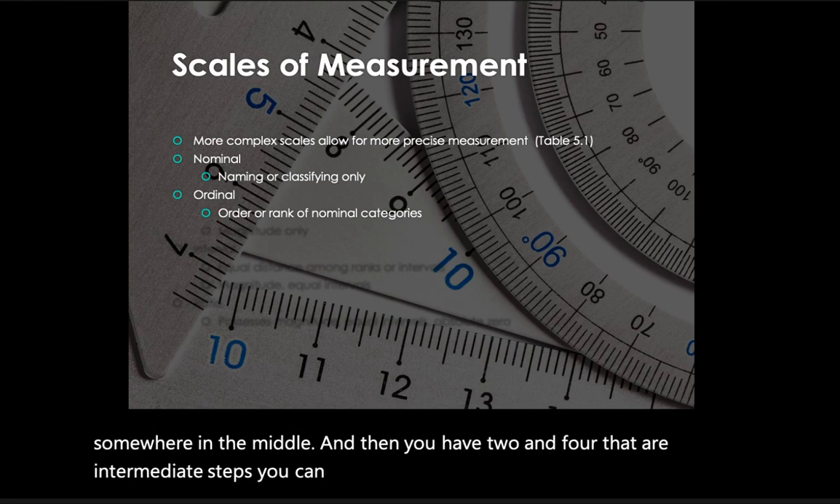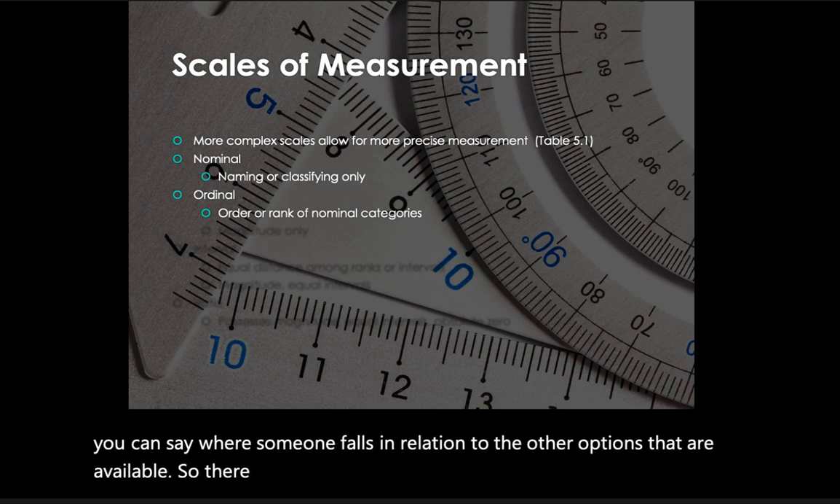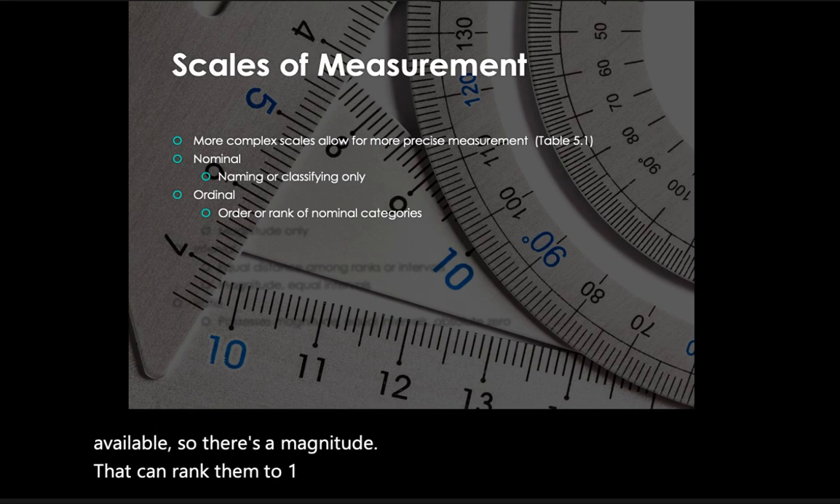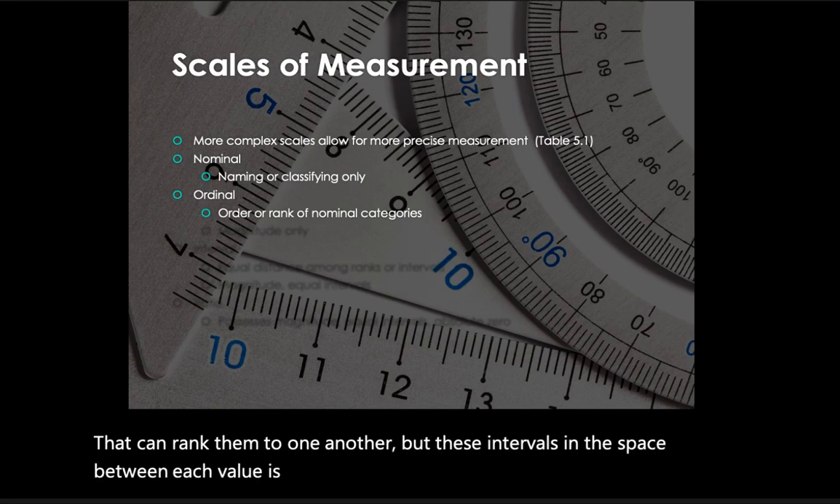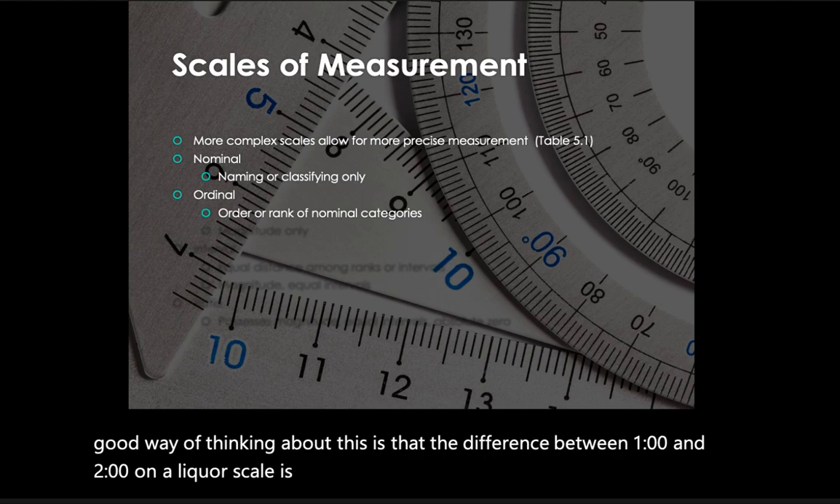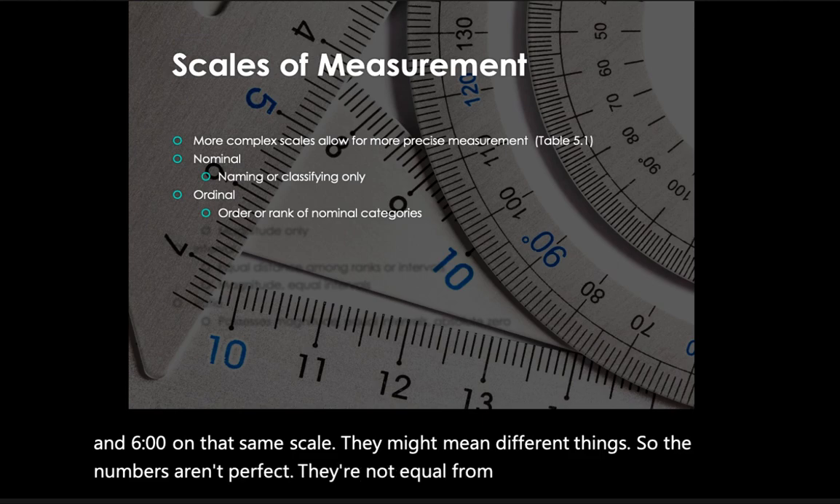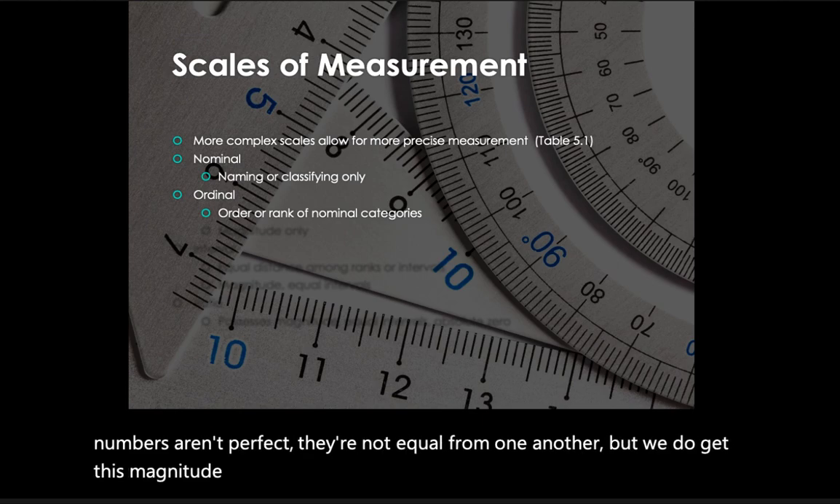You can say that this is an ordinal type scale because you can say where someone falls in relation to the other options that are available. So there's a magnitude that can rank them to one another. But the intervals, the space between each value, is not equal. So we don't have an equal interval. A good way of thinking about this is that the difference between 1 and 2 on a Likert scale is likely different from the difference between 5 and 6 on that same scale. They might mean different things. So the numbers aren't perfect. They're not equal from one another, but we do get this magnitude piece that's added in an ordinal scale.